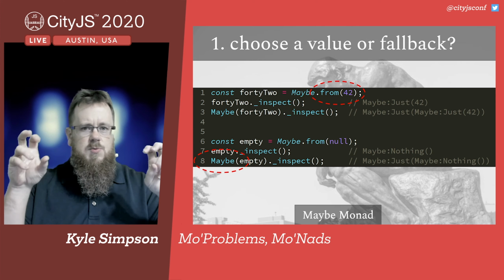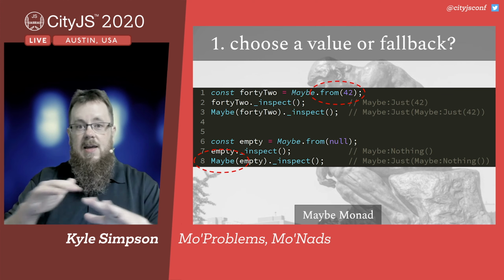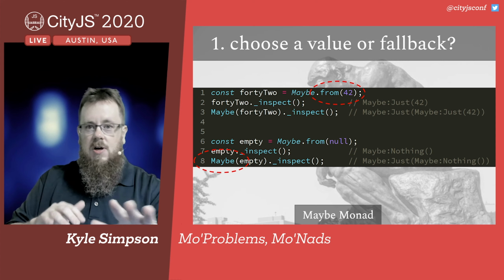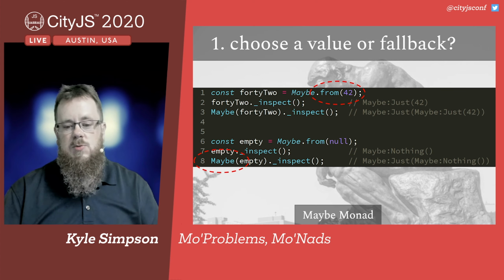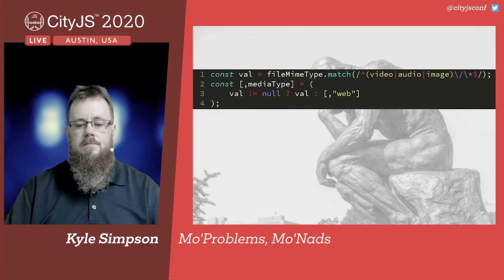Maybe is referred to as a sum type because it can either be a just or a nothing, depending on the conditions of how it was constructed. And that's what the from helper is letting us do.